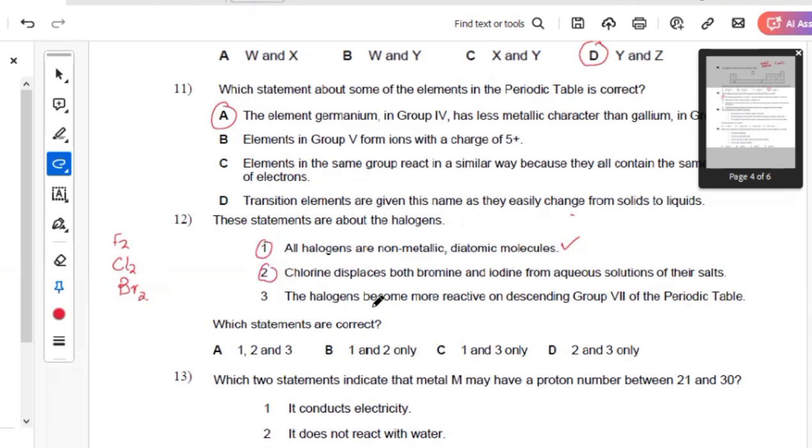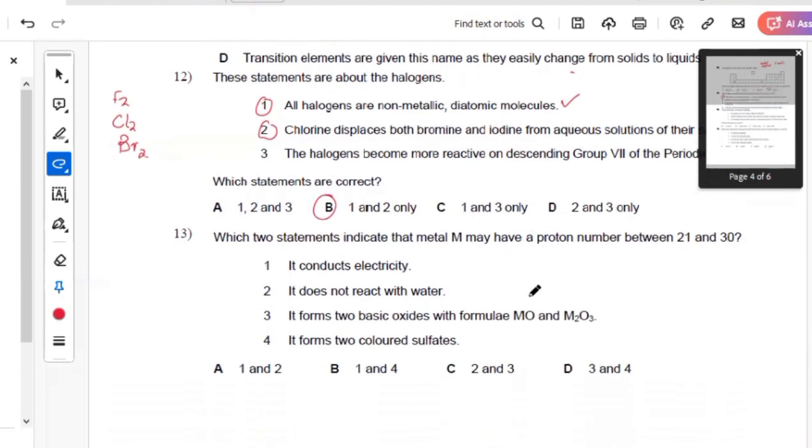Okay. The halogens become more reactive on descending group 7 of the periodic table. No, they become less reactive as we go down the group. Okay, so the 1 and 2 option would be the right one.